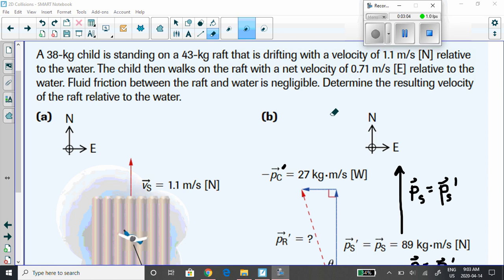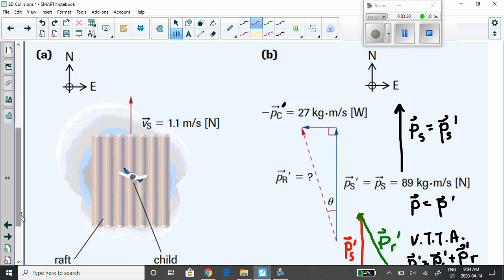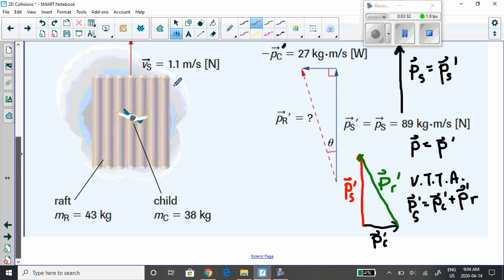All right, so it says a 38 kilogram child, C for child, is standing on a 43 kilogram raft, R for raft, and is drifting with a velocity of 1.1 meters per second north relative to the water. So the child and the raft are moving together. Here's a picture of the raft and the child, and they're moving together there.